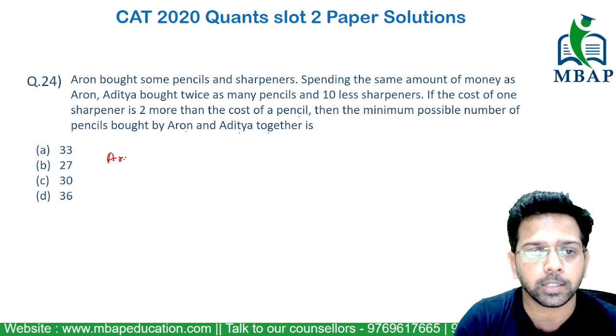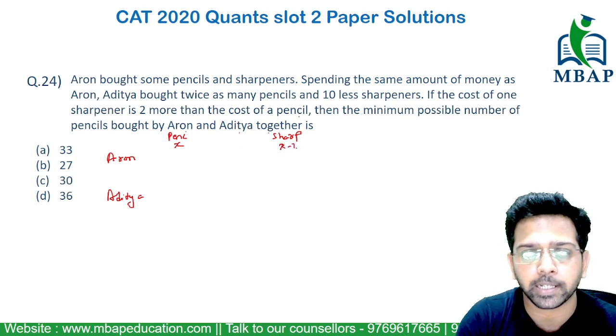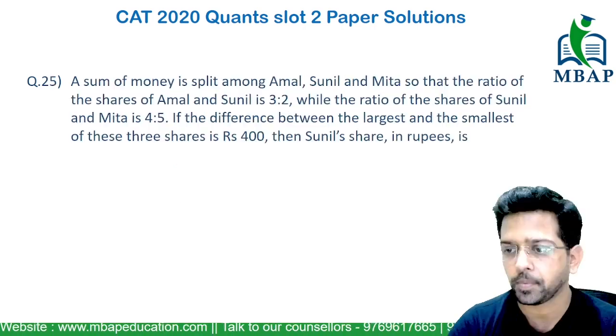So let's take both the instances. You've got Aaron, you have also got Aditya. Let's start with the pricing. You've got pencil and you've got sharpener. Assuming the pencil to be X, the sharpener has to be X minus 2. Now if I assume Aaron has got X pencils, Aditya might have got 2X pencils.